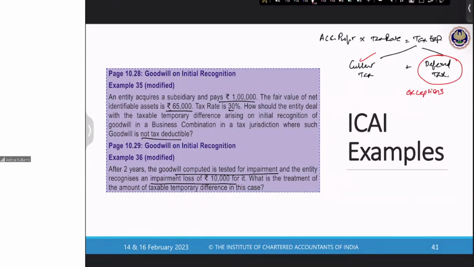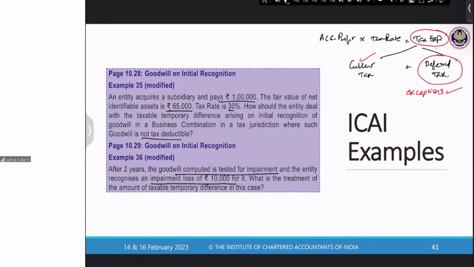Okay. So my point is, there will be some exceptions to deferred tax. Because of that, accounting profit into tax rate equal to tax expense will always not be true on account of these exceptions. So a reconciliation will be given for these particular reasons. Once you start working on the reconciliation, all your exceptions, the differences, will come out as a matter of reconciliation.